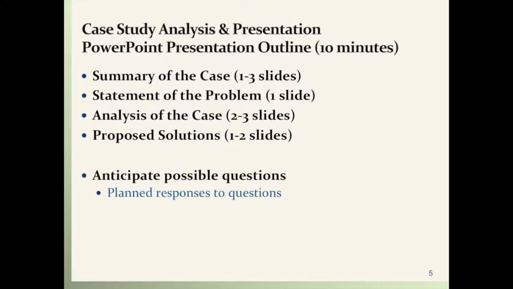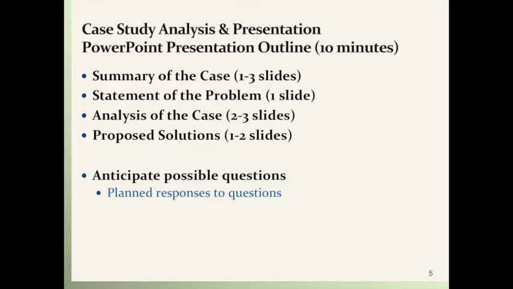So for the case study, analysis, and presentation, you need to create a PowerPoint presentation, and here's an outline. There should be a summary of the case, which is 1 to 3 slides, statement of the problem, which is 1 slide, analysis of the case, which is 2 to 3 slides, and proposed solutions, 1 or 2 slides.